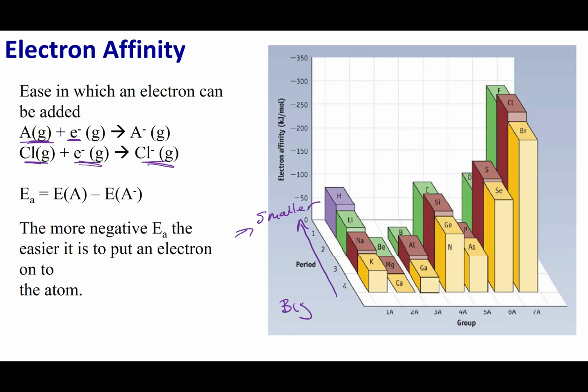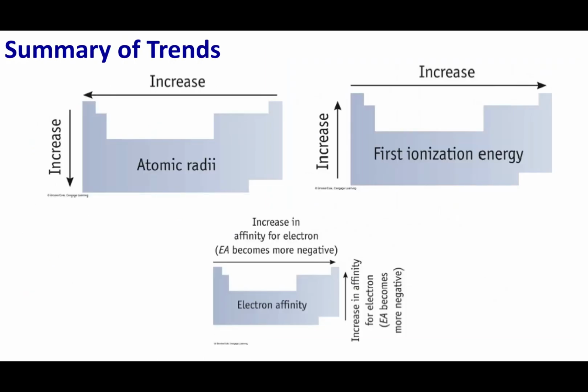The same is going to happen as I go from left to right on the periodic table. As I go from left to right, what you will see is I will release more and more energy. So here you will see the summary of the general trends on the periodic table for atomic radius, first ionization energy, and electron affinity. These are the general trends that you see on the periodic table.